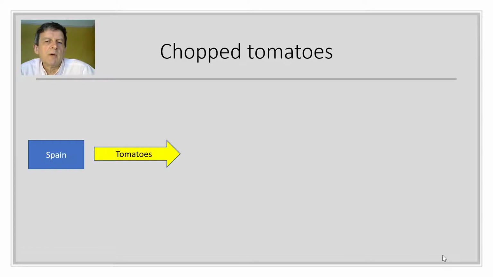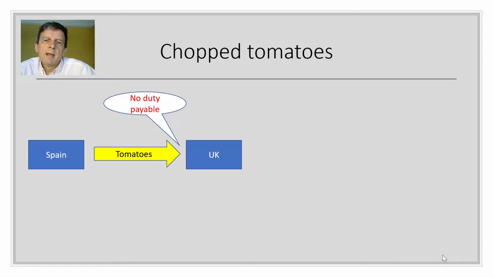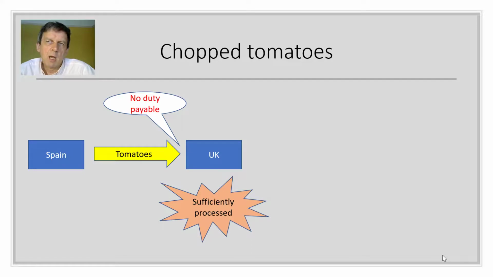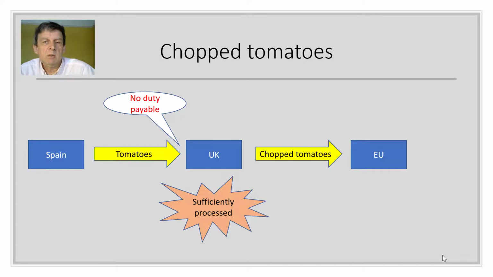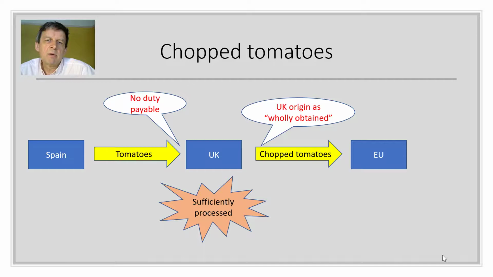So let's see how that works. Let's say the tomatoes do come from Spain and they come into the UK. Now there'll be no duty because the tomatoes are originating in Spain. So there's no duty coming into the UK on those tomatoes. Now those tomatoes are chopped, cooked and canned in the UK. That would be sufficiently processed to meet the rules of bilateral cumulation. Now we end up with these chopped tomatoes in cans, which are then moved into the EU. Those chopped tomatoes can be regarded as UK originating, i.e. wholly obtained, because of bilateral cumulation. You've done enough to them in the UK to have them sufficiently processed. So there's no duty payable on those canned tomatoes going back into Europe.